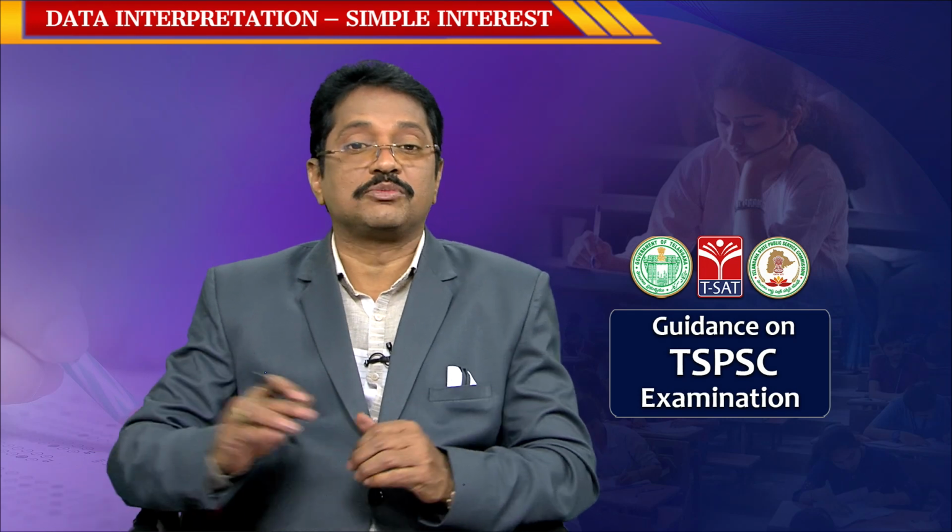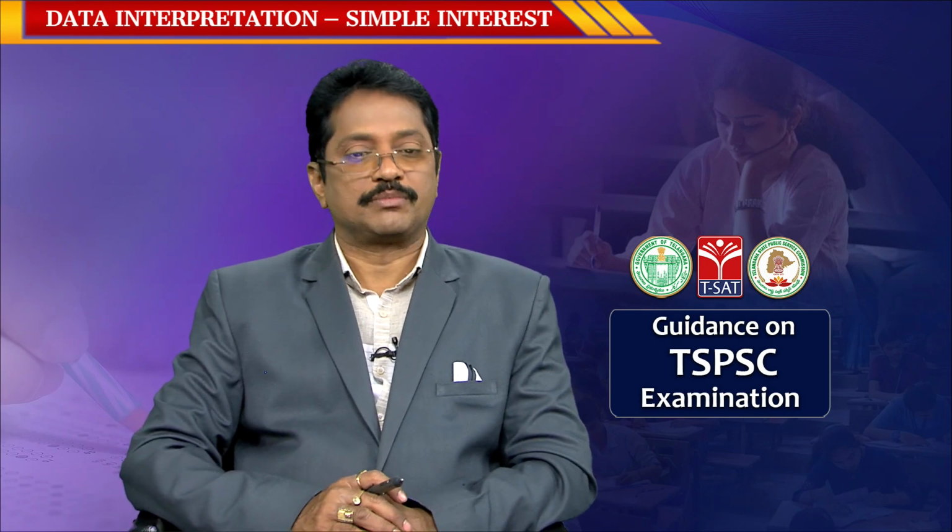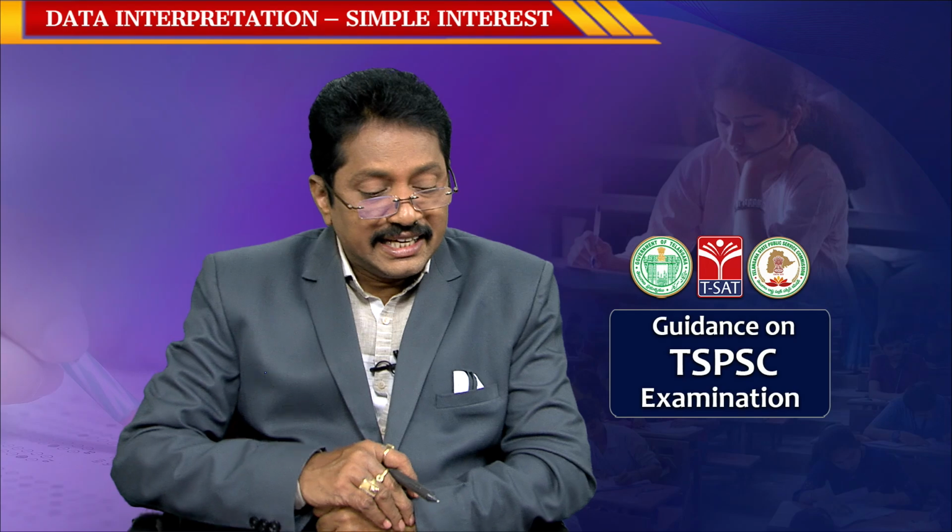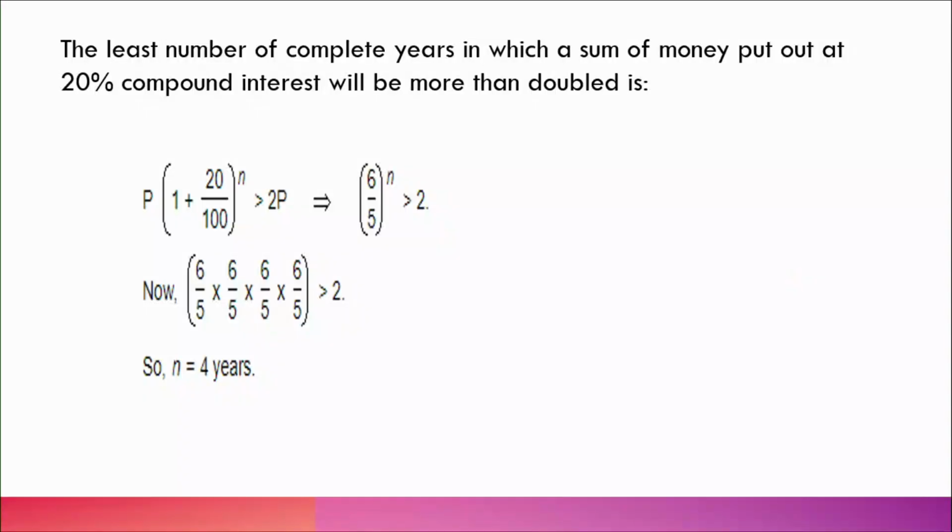Now we will see one more question, a simple question. The least number of complete years in which a sum of money put out at 20% compound interest will be more than doubled. It is given, more than double means it is greater than, correct? Okay. Now we have to find that value. What is the formula?